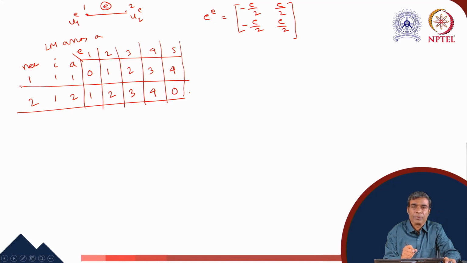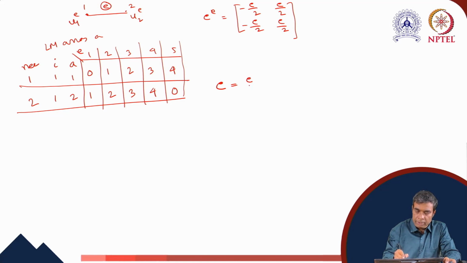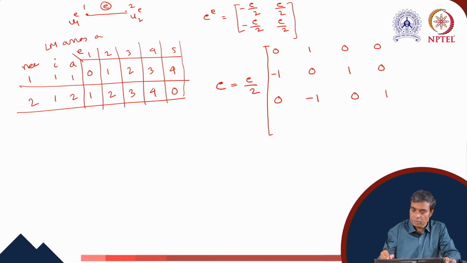So from here we can generate the assembled matrix capital C for the convection. So capital C, it is already shown as C by 2 into 0, 1, 0, 0, minus 1, 0, 1, 0, 0, minus 1, 0, 1, 0, 0, minus 1, 0.